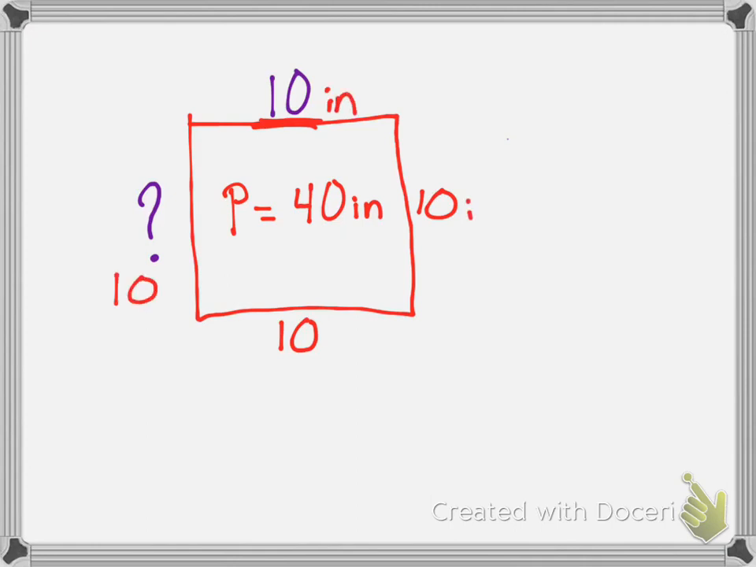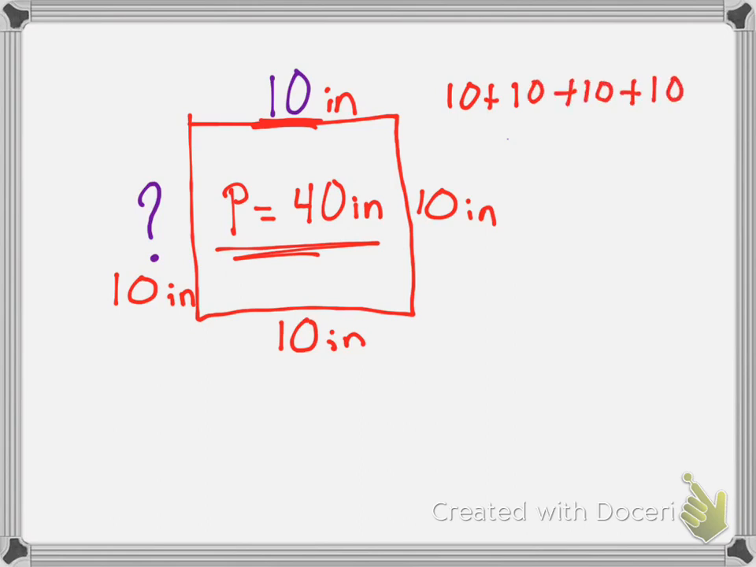Make sure we label that, which makes sense because the perimeter is given to us, which is 40 inches. So if we took 10 plus 10 plus 10 plus 10, it would equal 40 inches.